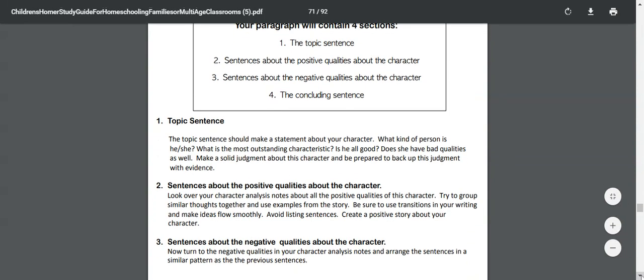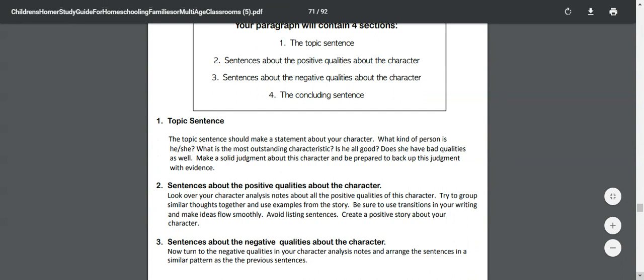Then the next part is sentences about the positive qualities of Achilles. So look over your character analysis notes about all the positive qualities of this character. Try to group similar thoughts together and use examples from the story. Be sure to use transition words in your writing, and it makes your ideas flow smoothly.